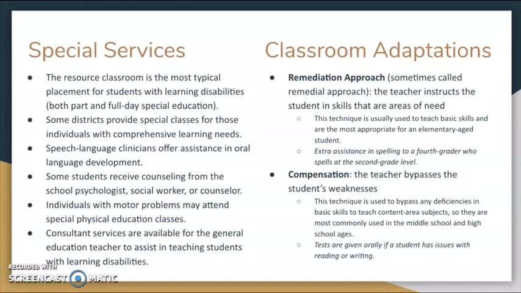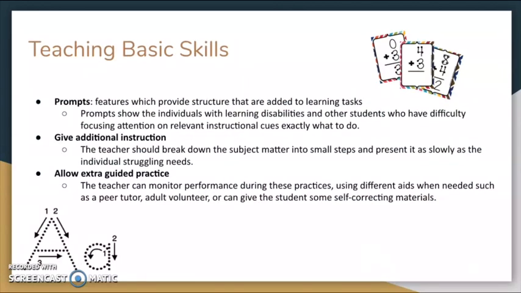This is where the teacher bypasses the student's weaknesses. This technique is used to bypass any deficiencies in basic skills to teach content area subjects, so it is most commonly used in the middle school and high school ages. An example of this that the text gives is, tests are given orally if a student has issues with reading or writing. Handwriting, spelling, written expression, and math are all of those aforementioned basic skills.